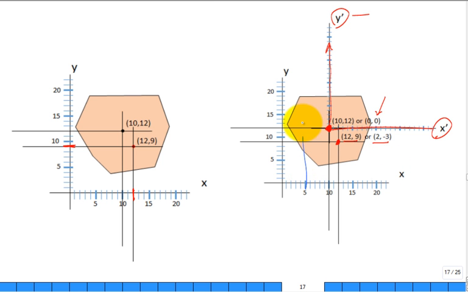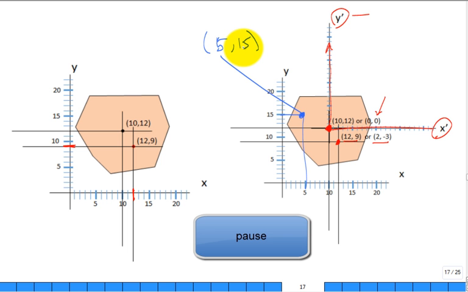All right, let's play a game to see if you're following along. Let's say I'm at 5, 15. That's my location in the xy, 5, 15. I'm going to walk around. I want you to give me its location in the centroidal coordinate system.